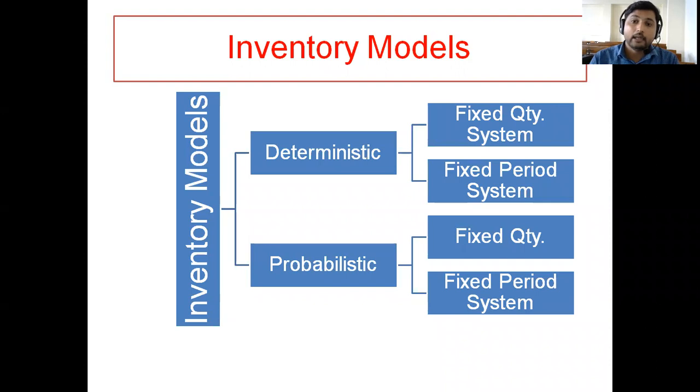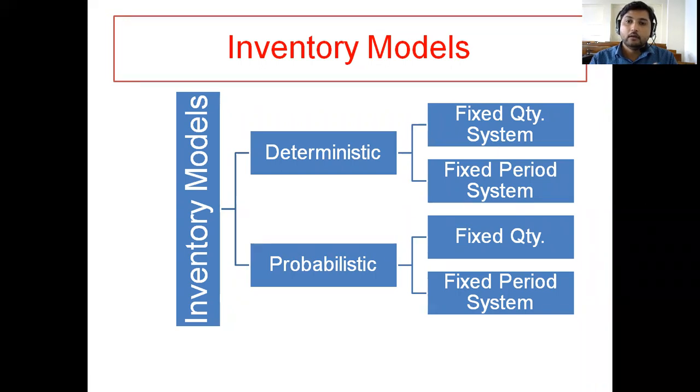Now here in a fixed period system, the period is fixed between two orders, and quantities vary according to the limit of that particular system for the particular product. So that is nothing but a fixed period system. Whereas in a fixed quantity system, the period varies.